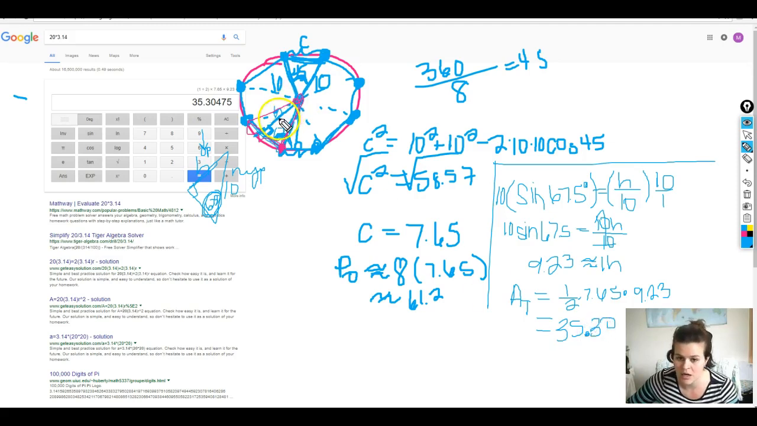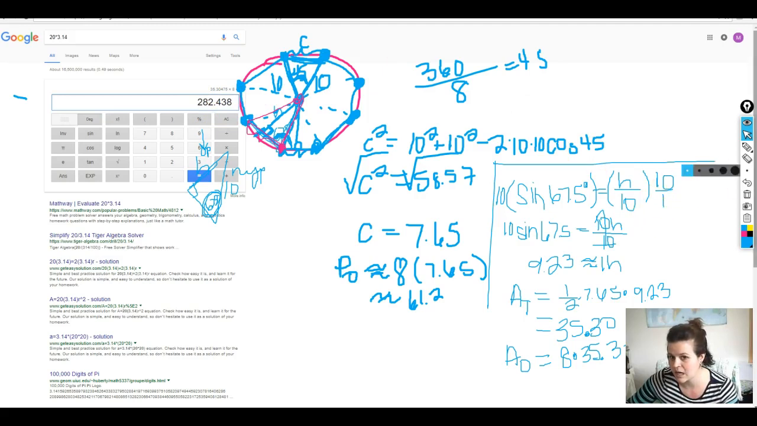Now notice our octagon is made up of 8 of those triangles. So the area of our octagon is going to equal 8 times the area of our triangles, which by substitution is going to be 35.30. So I'm going to multiply that by 8, which comes out to be about 282.